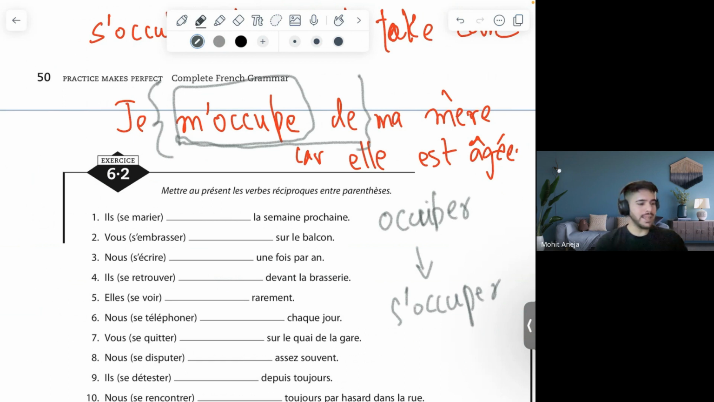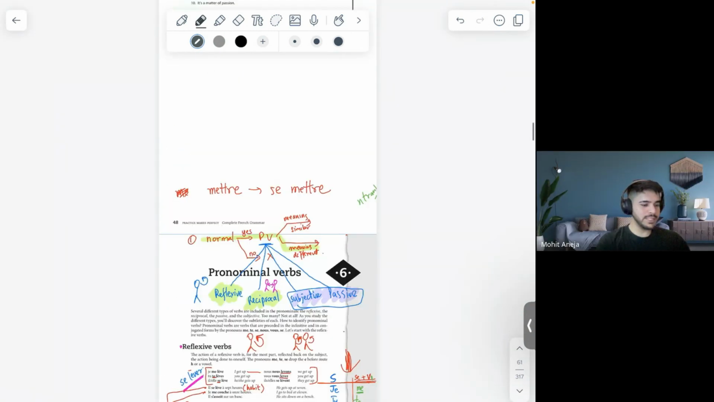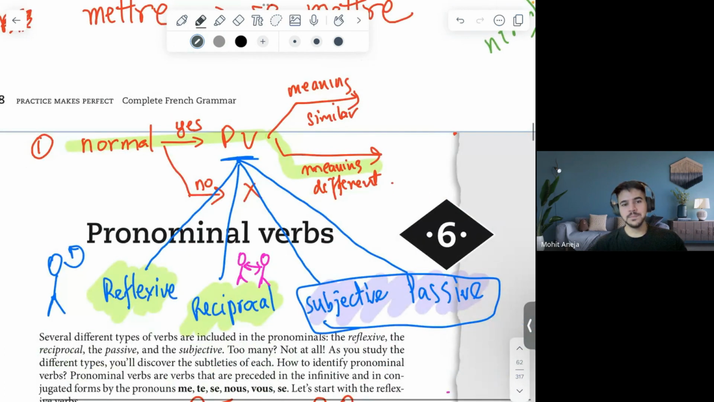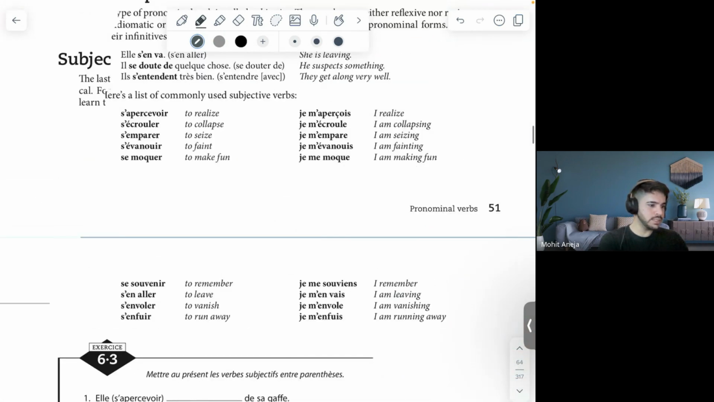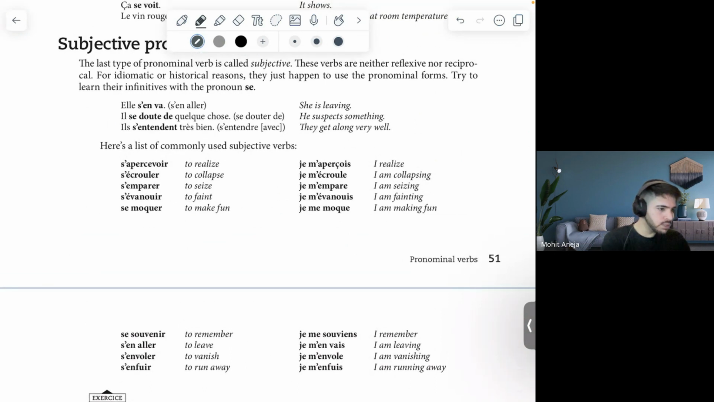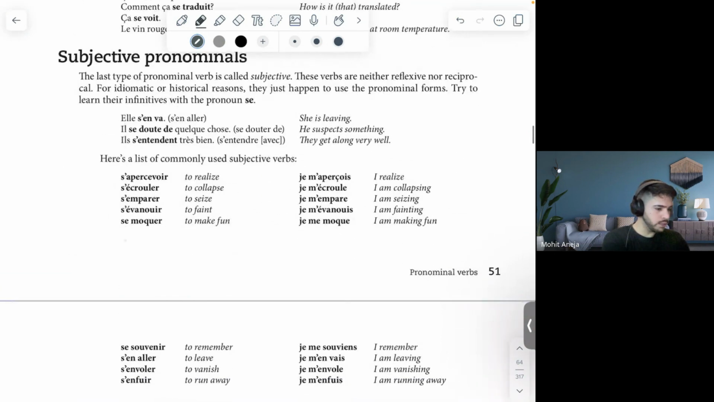Actually, if we go back to this diagram, remember there were more types of words. What were the other types that we did not cover yet? Subjective and passive. Actually, that is what I am teaching right now. Let's go back to this subjective pronominal. You can put s'occuper here. This means to take care.